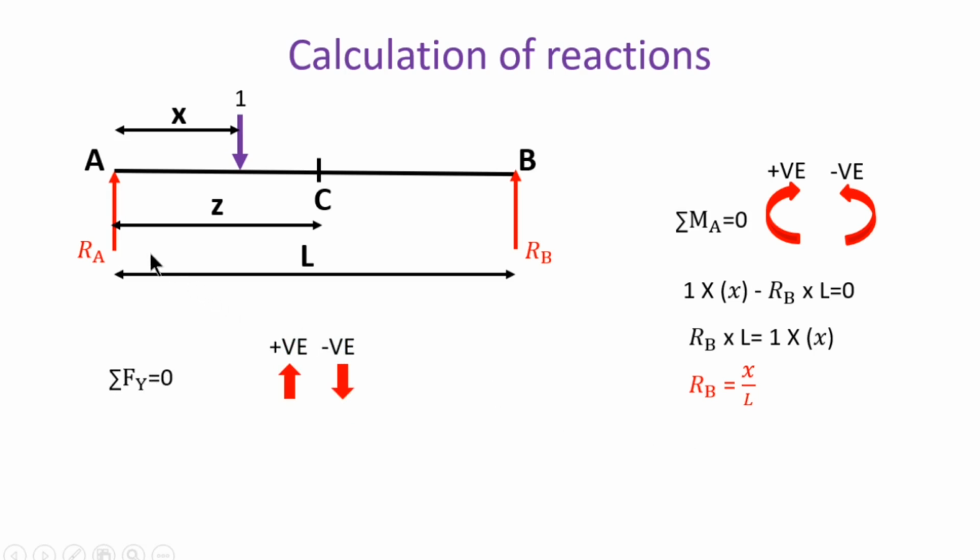Now apply the sigma Fy condition. Vertically upward is positive and vertically downward is negative. So RA is vertically upward, RB is vertically upward, as Y is positive, and this unit load is vertically downward, so it is minus. So RA plus RB minus 1 equal to 0. We know RB is equal to x by L. So RA plus x by L minus 1 is equal to 0. So RA is equal to 1 minus x by L.